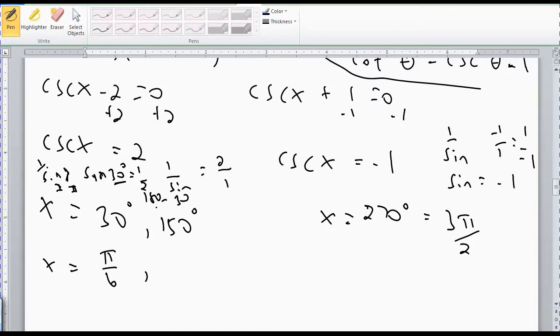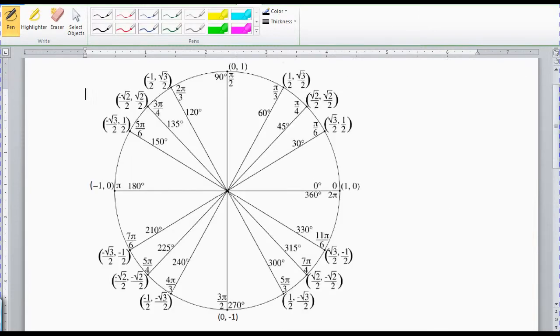Pi is the same as 6 pi over 6. So if you take pi over 6 away from 6 pi over 6, you get 5 pi over 6. Now here's how you can use a unit circle. Cosecant x equals 2. I still have to think 1 over sine. Sine of 30 is 1/2. I don't really have to though. Watch this. Cosecant 2 is the same as the reciprocal of 1/2. So it's at pi over 6, where it's a positive 1/2, and 5 pi over 6.